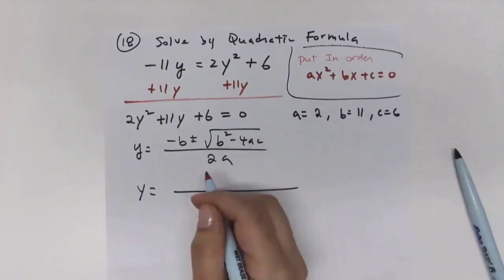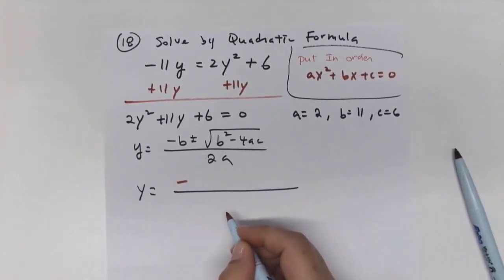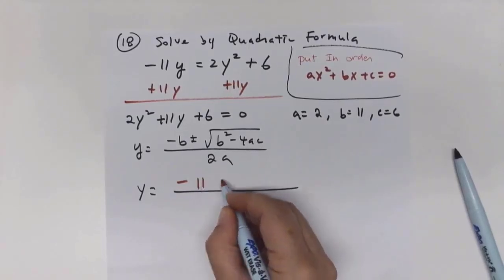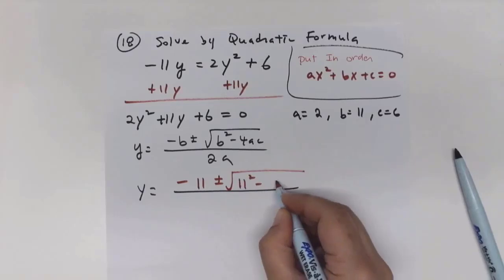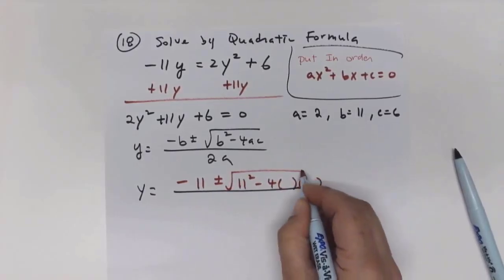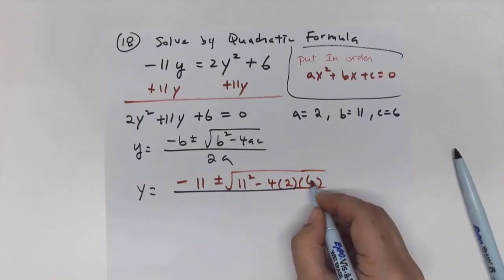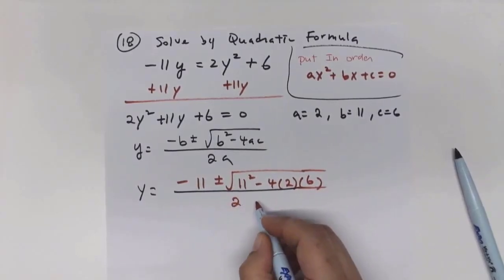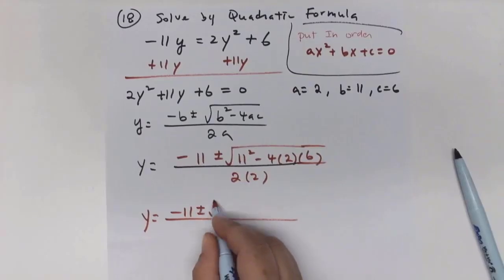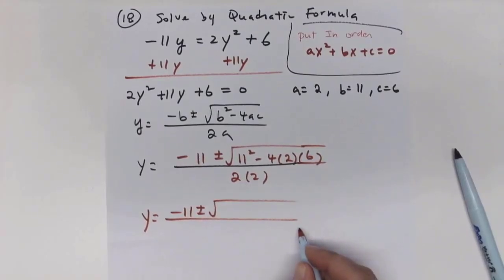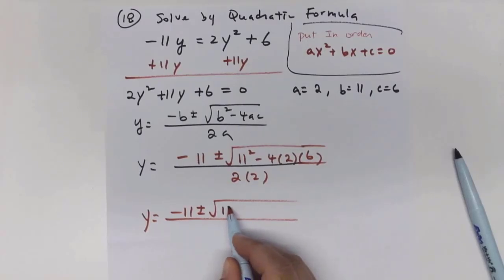Negative 11 plus minus square root of 11 squared minus 4 times 2, which is my A, 6 is my C, 2 times 2 at the bottom. Okay, so we're going to have y equal to negative 11. 11 squared is 121.